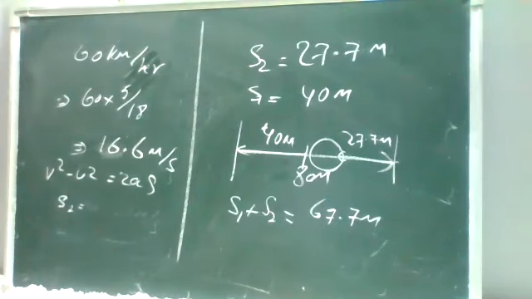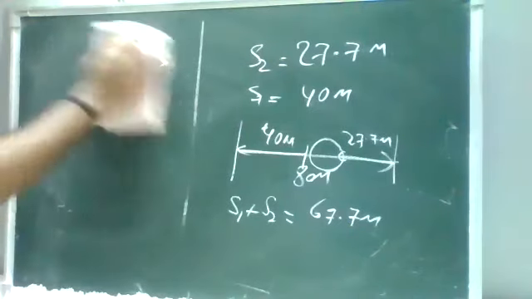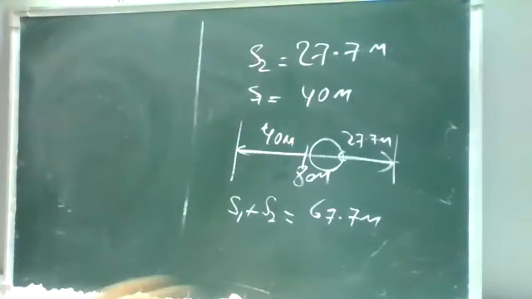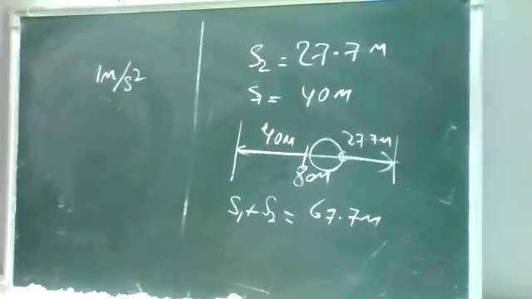A 100-meter sprinter increases her speed from rest uniformly at the rate of 1 meter per second square.